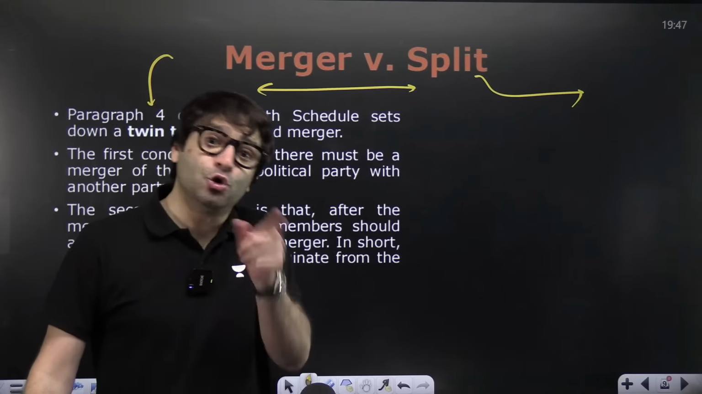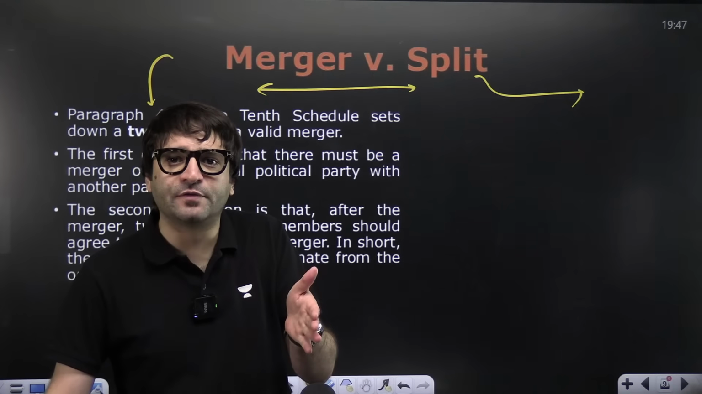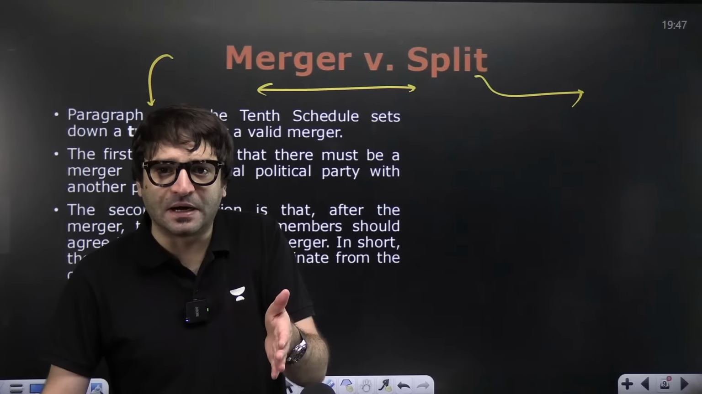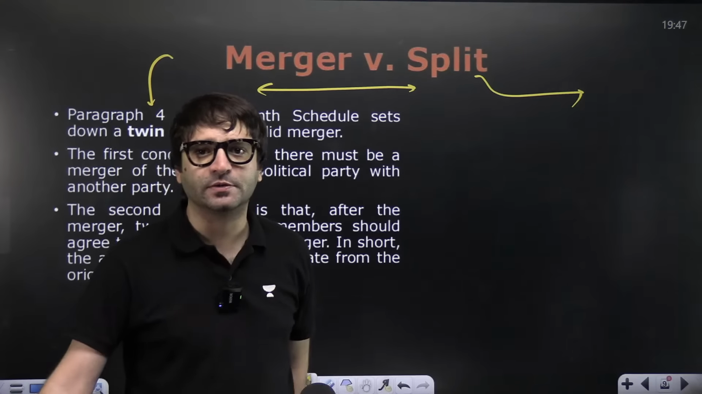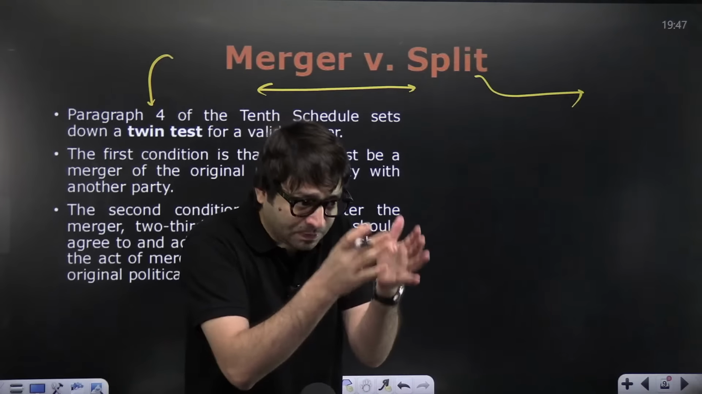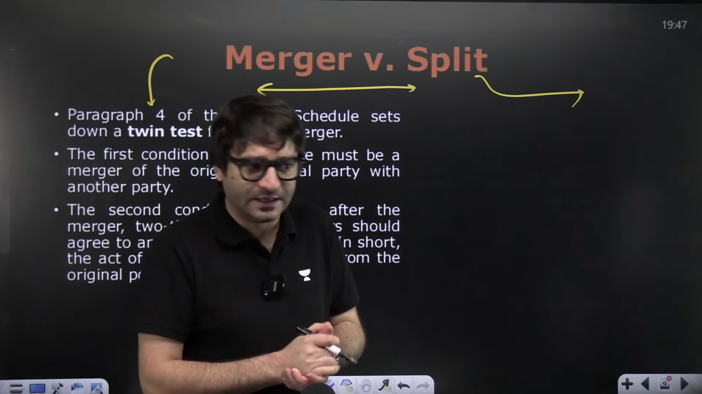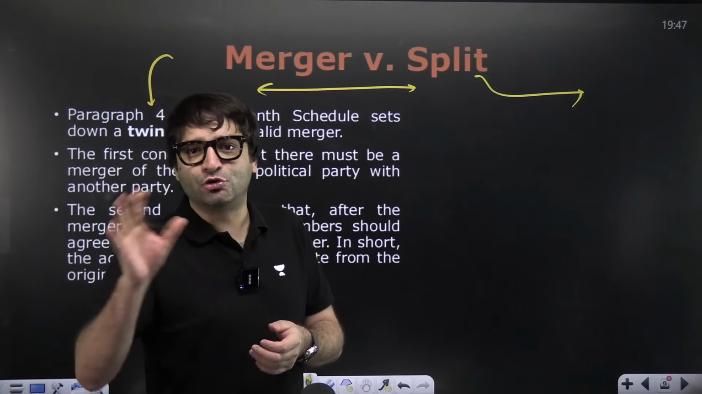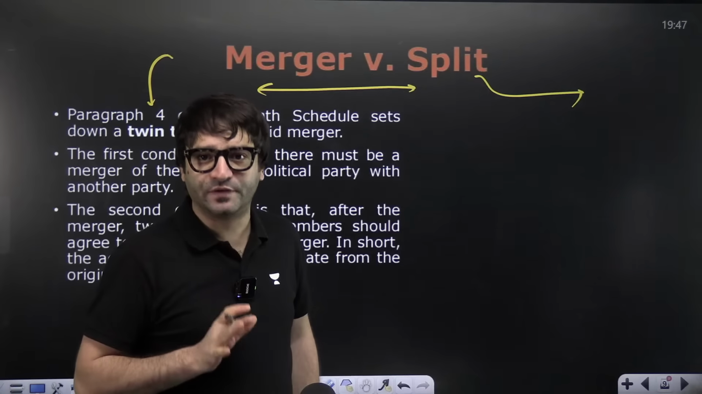No provision. There used to be a provision where if 1/3 members of a legislative party, of a political party join another political party, they would be saved from disqualification. So that was split. If there is a split in the legislative wing of a political party, if 1/3 of them decide to join another political party, they will not be disqualified because they are saved from disqualification.